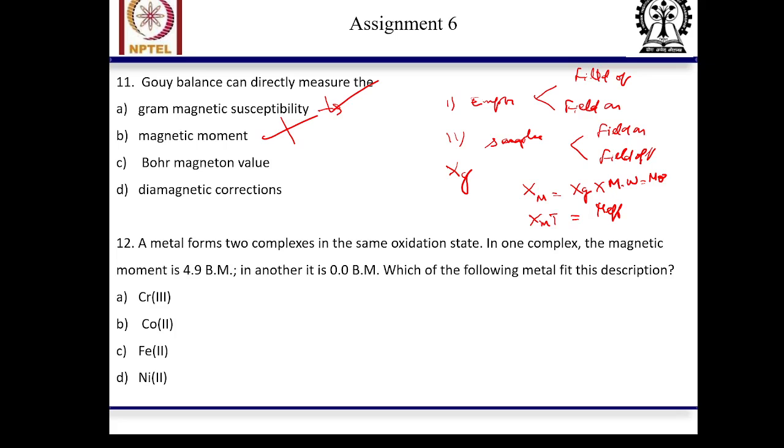So see, there are two types of complexes. One complex has a different result from the other. So basically this question is from the spin crossover phenomenon. The changing of spin from one state to another is your spin crossover phenomenon, and it depends on three things: the nature of the metal ion, the nature of the ligand, and third, the temperature, where you change the temperature and then find out.